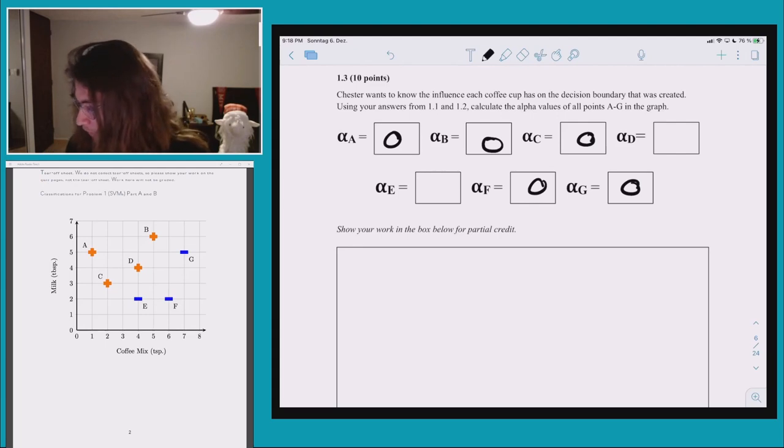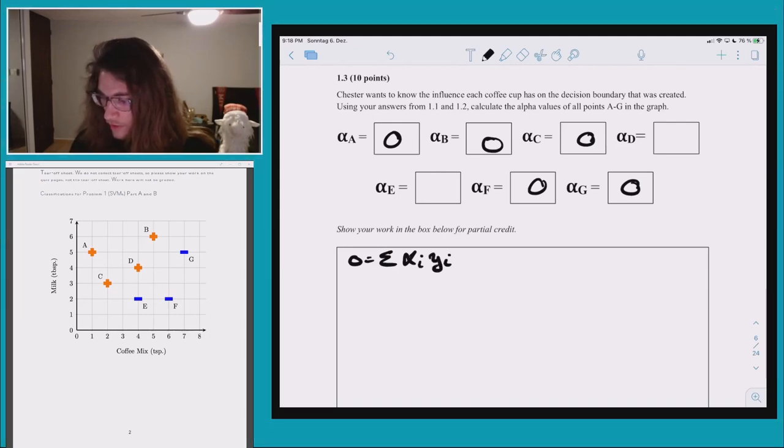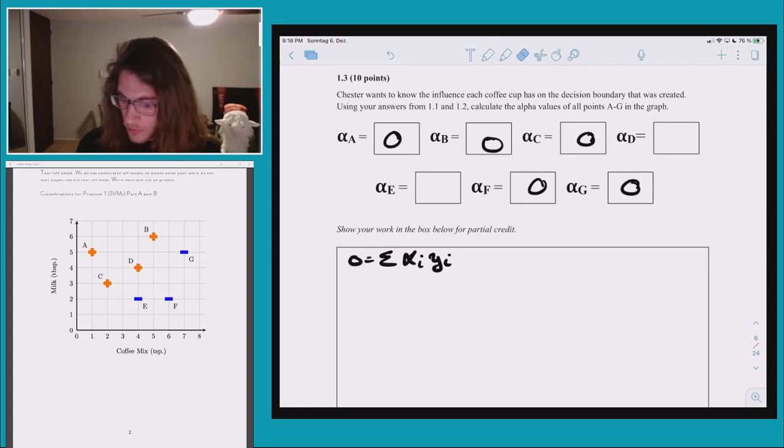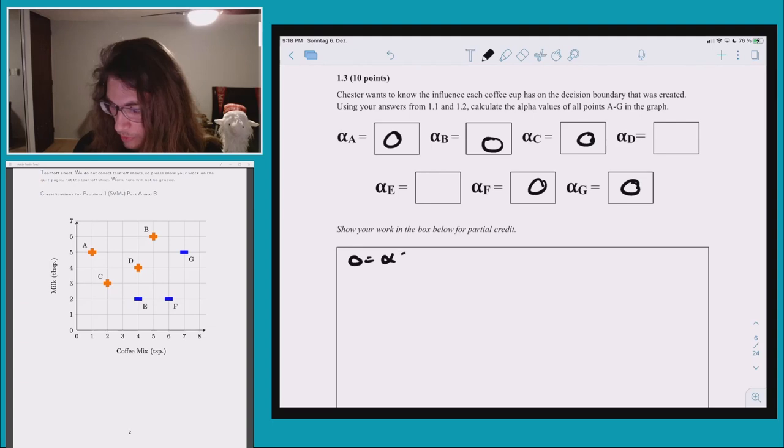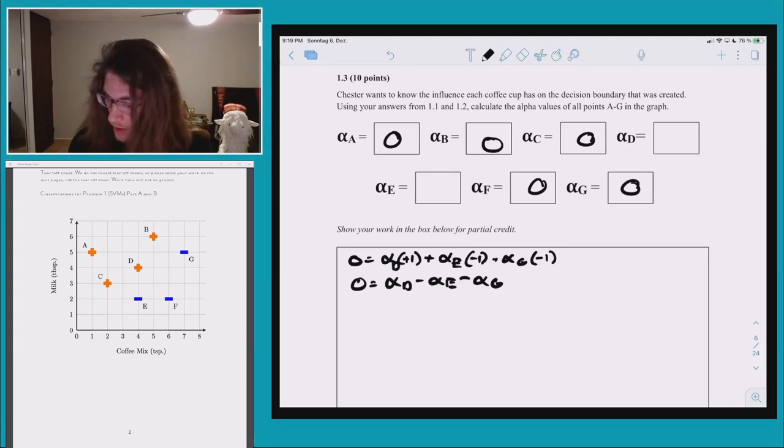And now apply the first equation of these alpha values, which is 0 is equal to the sum of alpha i times yi, which means it's the alpha value of a point multiplied by its classification, which is either plus 1 or negative 1 for this case. And when you sum all of those, you get 0. I'm going to rewrite that because I only have 3 support vectors. That means alpha d, which is a positive point, multiplied by positive 1, plus alpha e, which is a negative point, so it's multiplied by negative 1, plus alpha g, multiplied by negative 1. That's going to be equal to 0. In other words, 0 is equal to alpha d minus alpha e minus alpha g. And that's one equation.